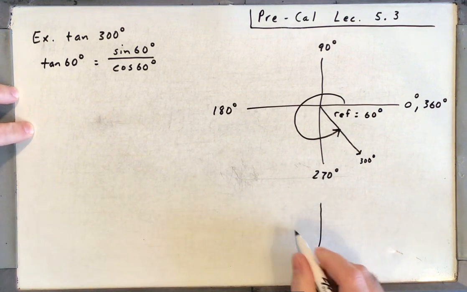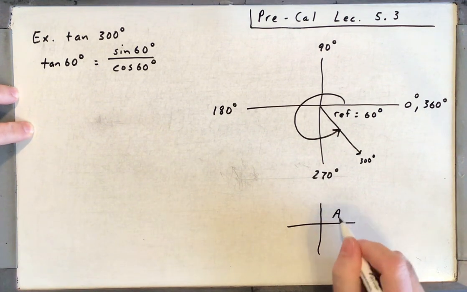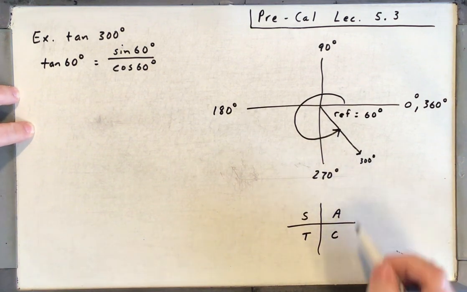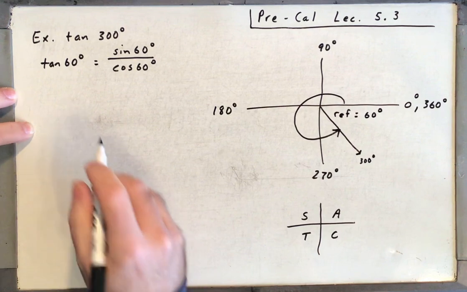All right, and when we adjust, we're going to adjust based on ASTC. We're in quadrant 4, right? 300 degrees is in quadrant 4. Tangent is going to be negative there.